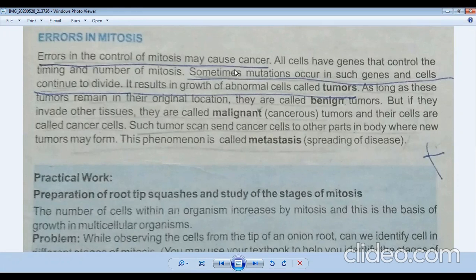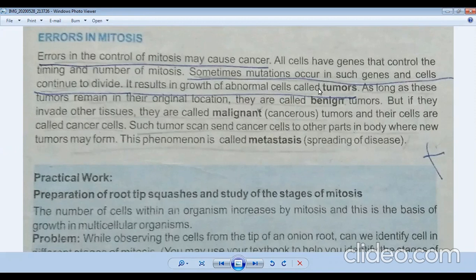Sometimes mutation occurs. Mutation means there is wrong growth of the cells in such genes, and cells continue to divide. If there is mutation, their division is going to be wrong, but the cell never stops its division. This results in the growth of abnormal cells called tumor. So what is the definition of tumor? The abnormal growth of cells in the body is called tumor.